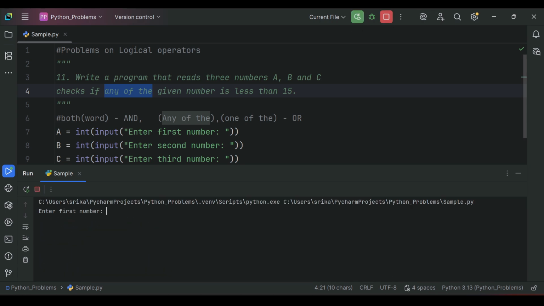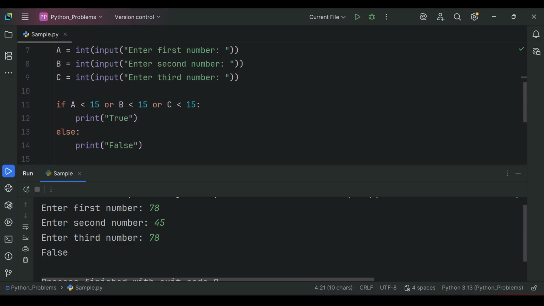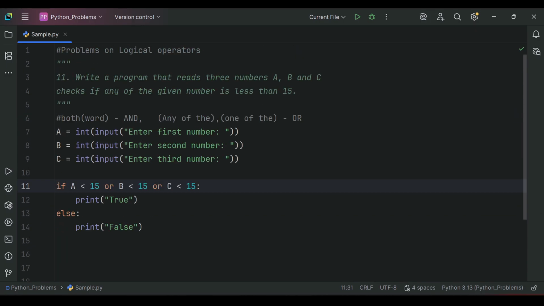Now see another example. Here one number I am giving 78, another number 45, and another number 78 again. See here, the output should be false. Why? Because all numbers are greater than 15. That's why the output should print false. Okay, next, let's dive into the next problem.